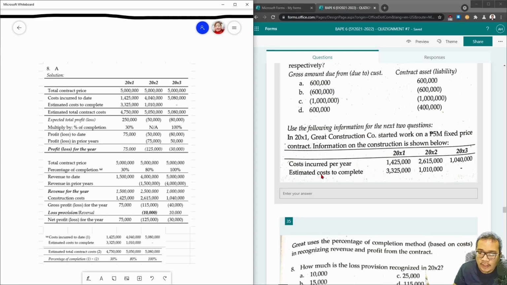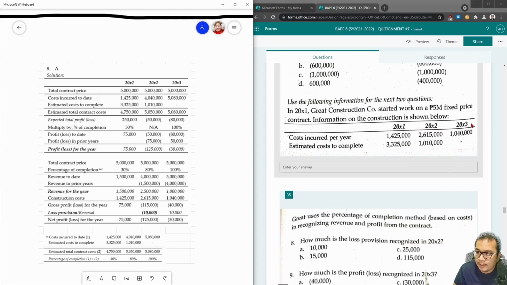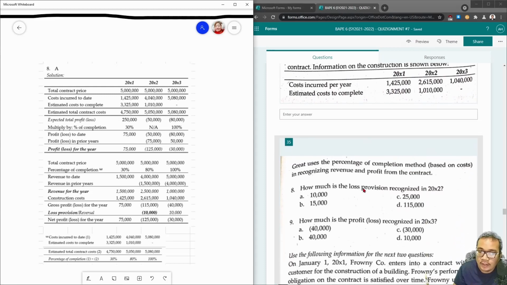Cost incurred per year and estimated cost to complete, 20X1, X2, and X3. Ito yung kanilang amounts. Okay? 20X3 natapos, di ba? Kasi wala nang estimated cost to complete eh. So, Great uses the percentage of completion method that is based on cost in recognizing revenue and profit from the contract. So the question is, for number 8, how much is the loss provision recognized in 20x2? Number 9, how much is the profit or loss recognized in 20x3?